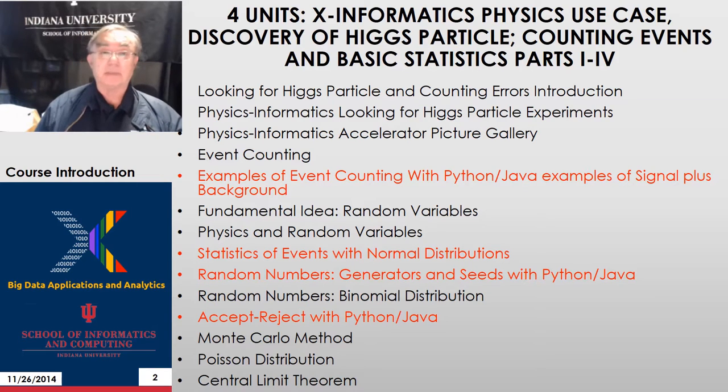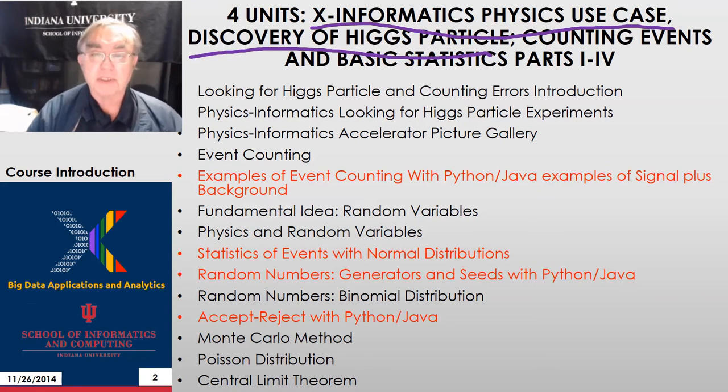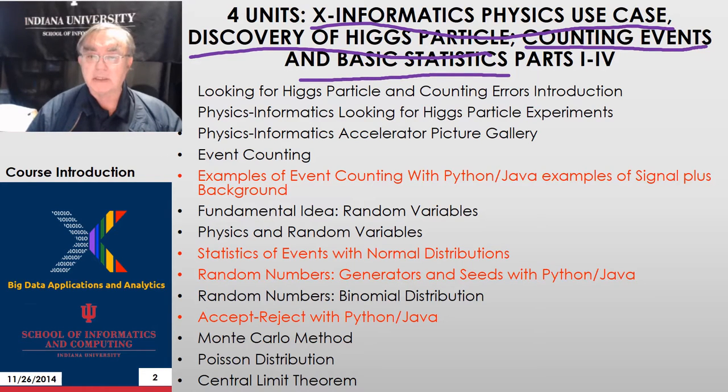This is the final slide of this particular lesson, which is just the first few sections of the class. Then we have 4 units on the X informatics physics use case, which is focused entirely on the discovery of the Higgs particle, although a lot of the discussion is pretty general. We use this as an opportunity to discuss general counting experiments. Physics just counts the number of times a certain thing happens, and that's a very general experimental technique. It's described by a certain type of statistics, which we discuss.